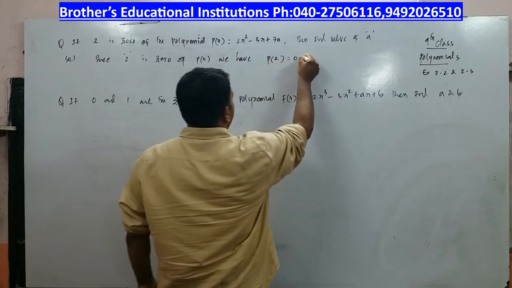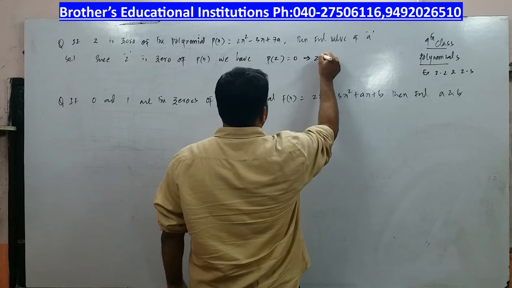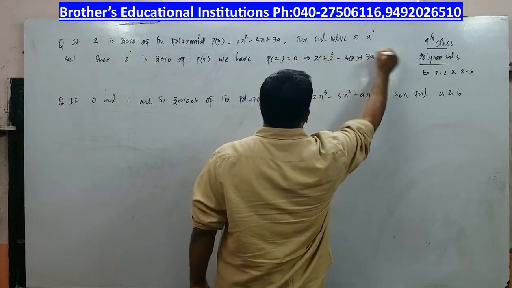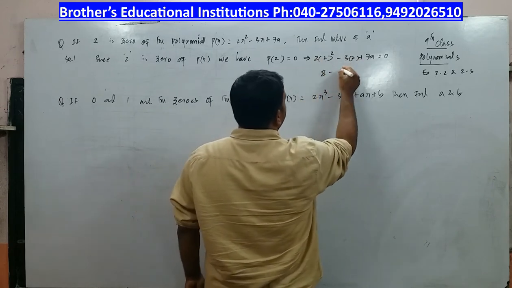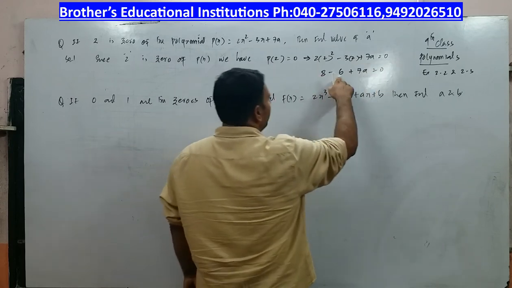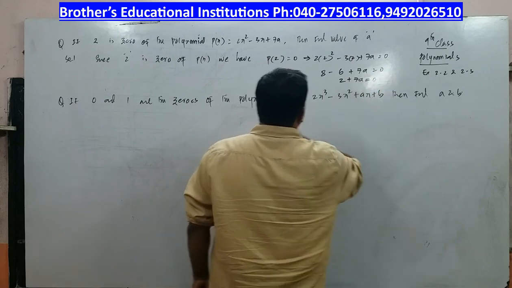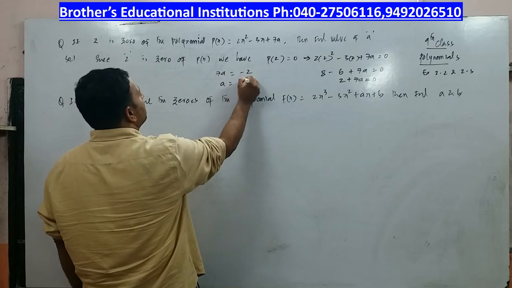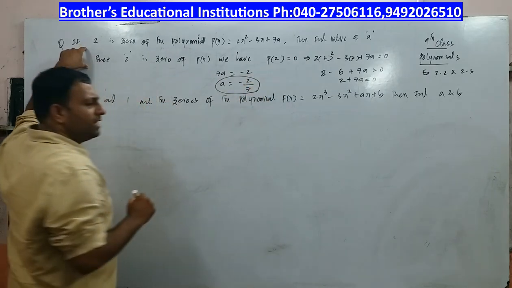So p of 2 is equal to 0. Now what is p of 2? You have to substitute here. 2 into 2 square minus 3 into 2 plus 7a is equal to 0. What is 2 square? 4. 4 2s are 8. 3 2s are 6 plus 7a is equal to 0. Now what is 8 minus 6? 2 plus 7a is equal to 0. I will write here 7a is equal to minus 2, or a is equal to minus 2 by 7. So the problem is done in this way.